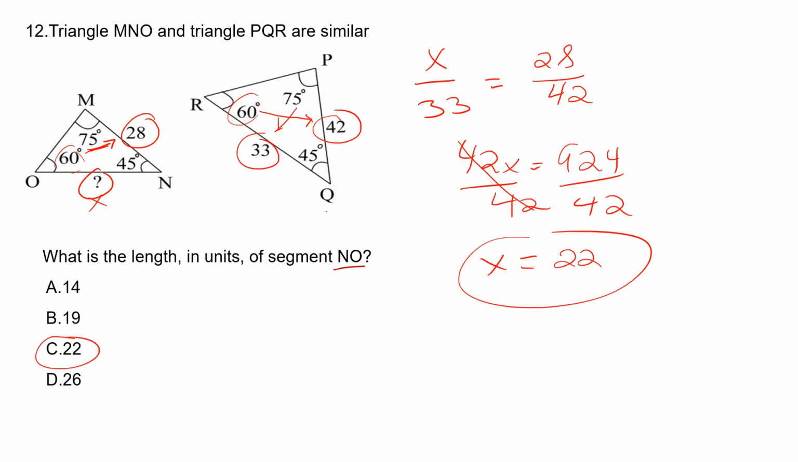I also could have set it up differently. So with proportions, as long as your sides are corresponding, I could have set it up as 28 over 42 and x over 33. So the sides could be flipped, and I could have set it up differently where my fractions are within the same triangle. Again, as long as your sides are corresponding, you're going to get the same answer.